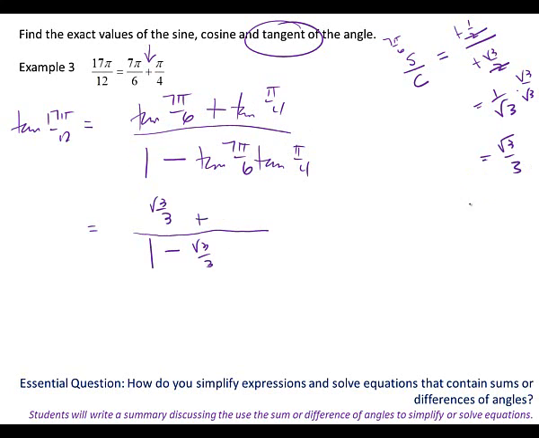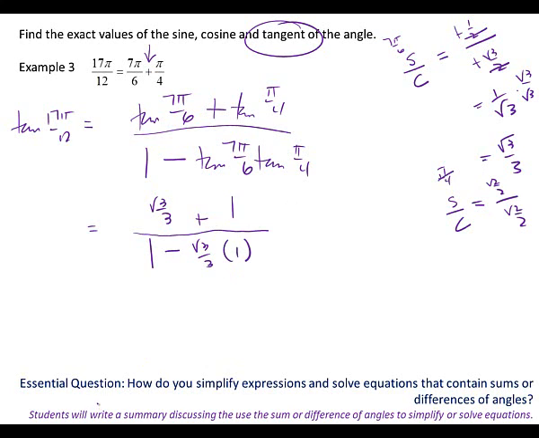Now I need to calculate tangent of pi over 4. So I'm going to do the sine over the cosine. What's the sine of pi over 4? Square root of 2 over 2. What's the cosine of pi over 4? Do I even really need to write that one down? What's the tangent of pi over 4? 1.